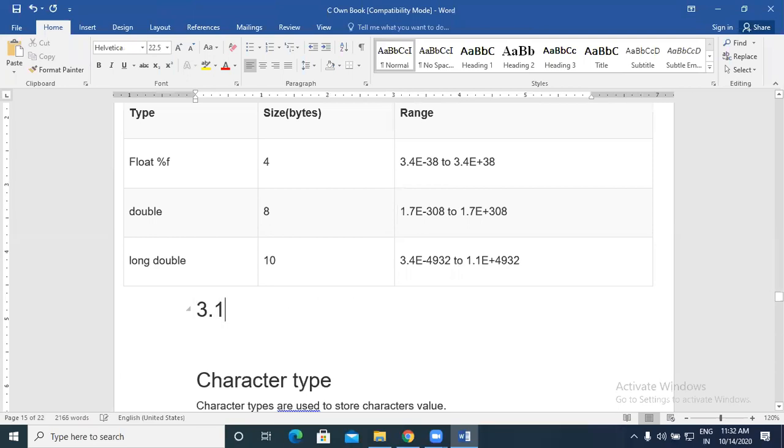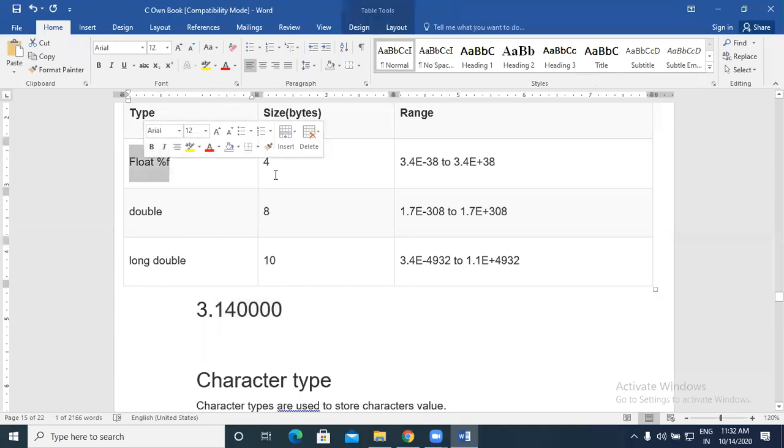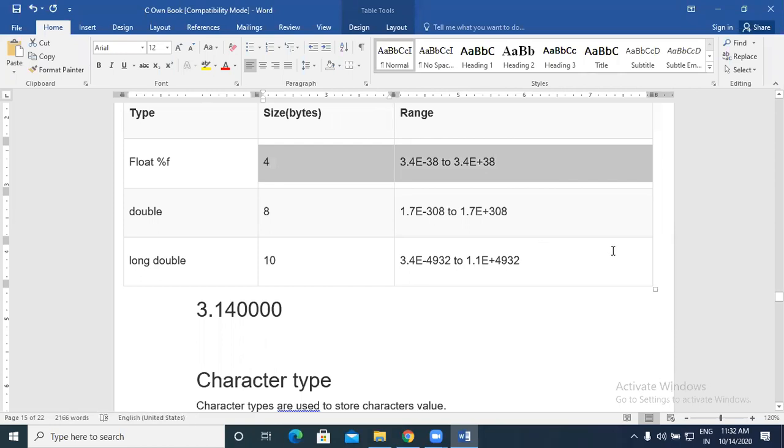If you wish to put 3.14, after the point there are 6 digits, right? So if you are entering 3.14, by default it considers 1, 2, 3, 4, 5 and 6 digits after the point value. So this is considered a float, 4 byte size, and the range is 3.4e minus 38 to 3.4e plus 38. Next, double.